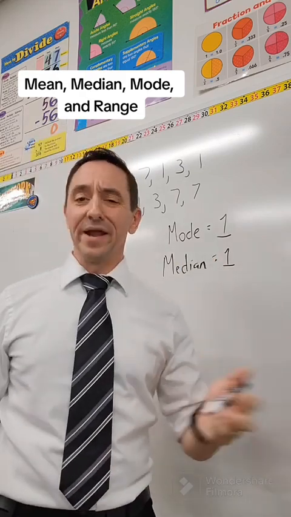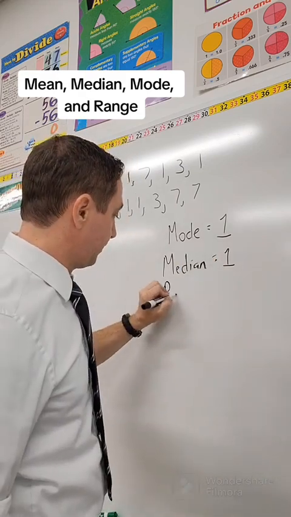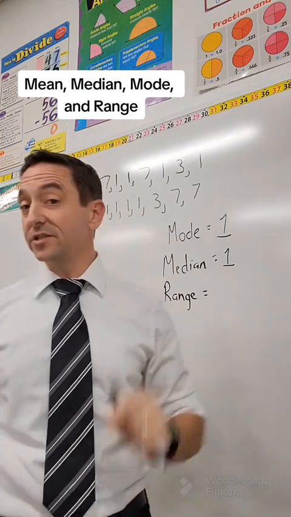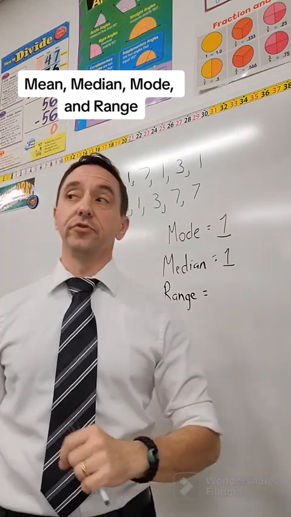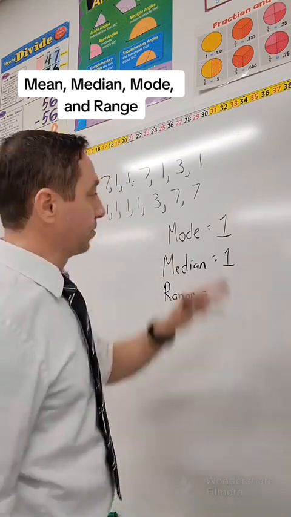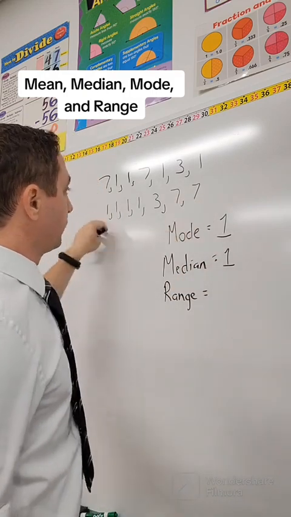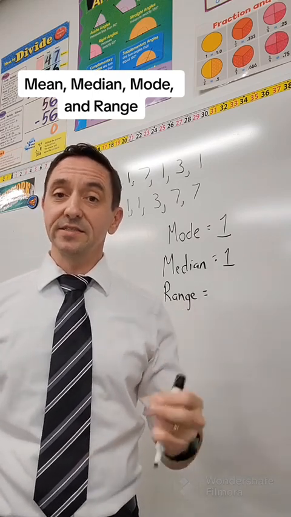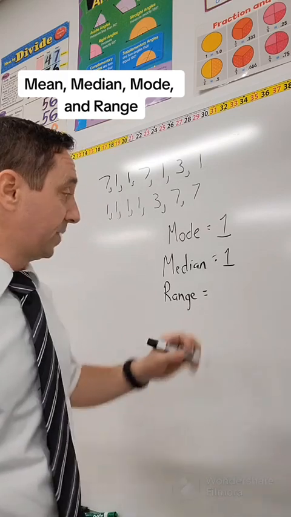Next, I'm going to find my range. Now, the range is the difference between the greatest number in your data set and the lowest number in your data set. And in this case, the greatest number in my data set is 7, and the lowest is 1, which means if I take 7 and subtract 1, I get 6. 6 is the range of my data.